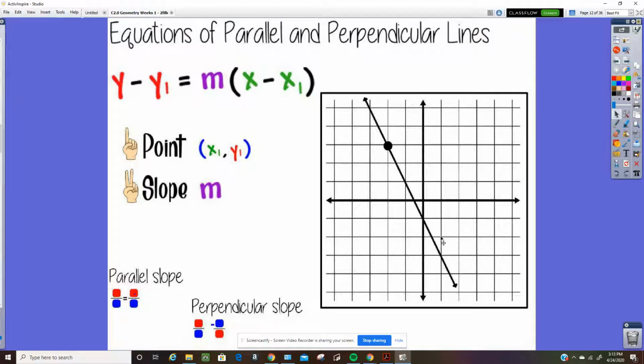Alright, in this video here, this would help you with the quiz that's posted for week 1. So, equations of parallel and perpendicular lines.